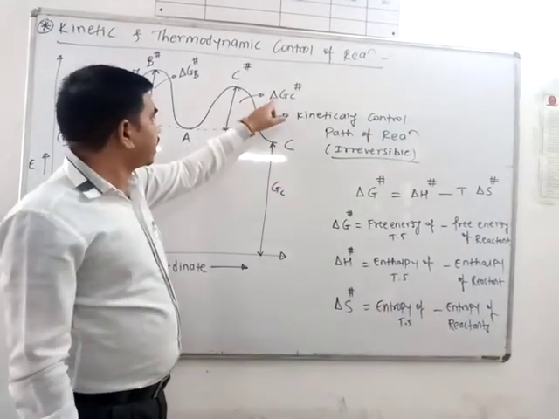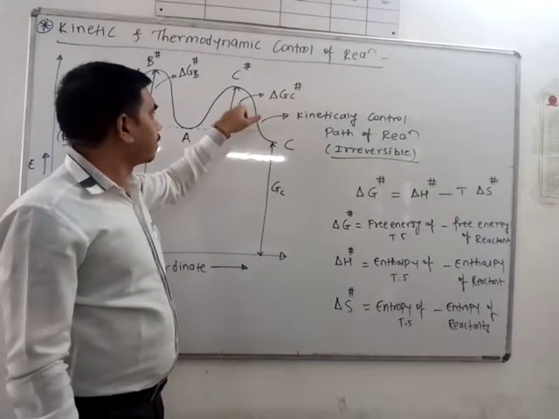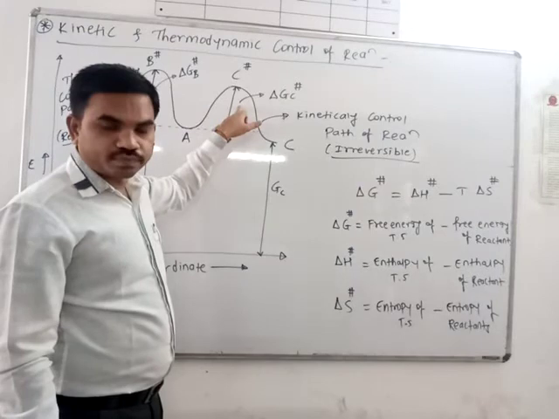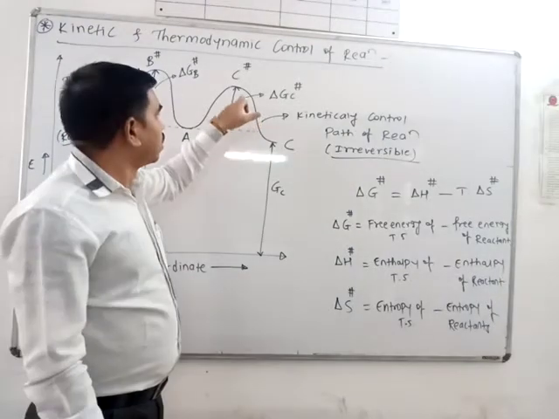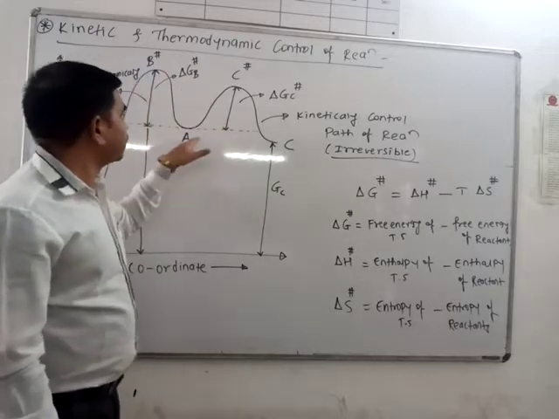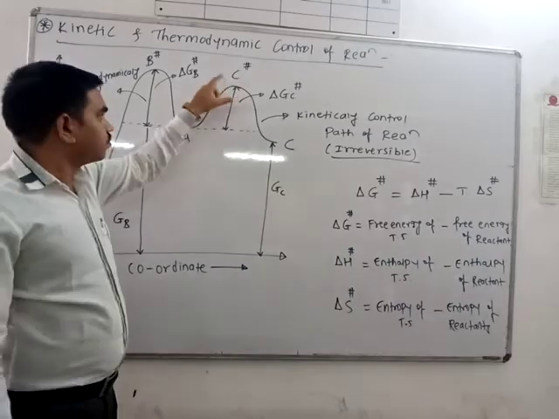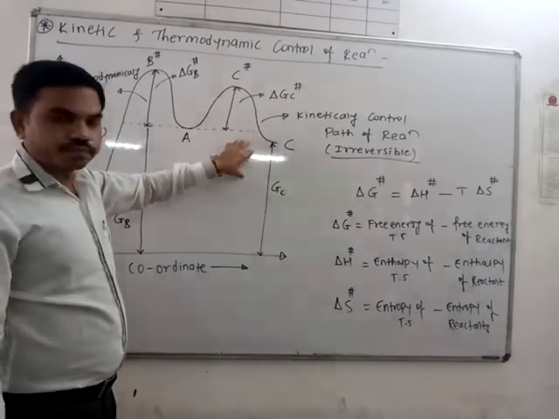So here, what is my delta G C double dagger? That means this is the activation energy. Okay, that means the difference in energy between the reactant and this TS, if your C is formed.